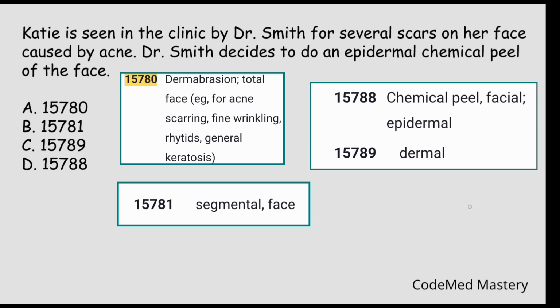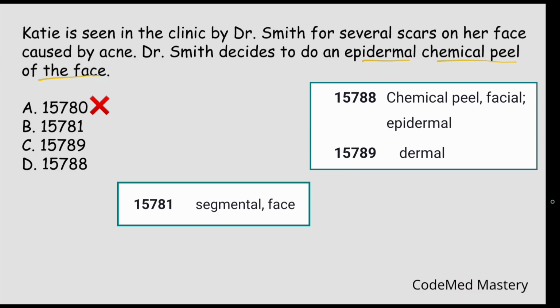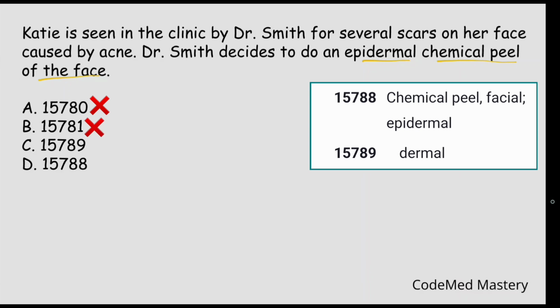The right code is 15788, that is for chemical peel facial epidermal. In the question you can see they have mentioned epidermal chemical peel of the face. Since they have mentioned epidermal chemical peel, we have to use the code 15788. We'll eliminate option A, 15780, because that is for dermabrasion, total face. That is not matching with the question. And option B is also wrong. And option C, 15789, is for chemical peel dermal, but we have to code for epidermal. So eliminate option C. Option D is the right answer.